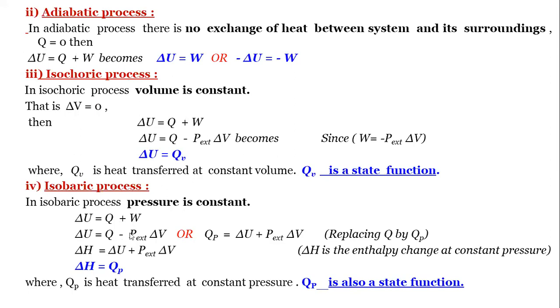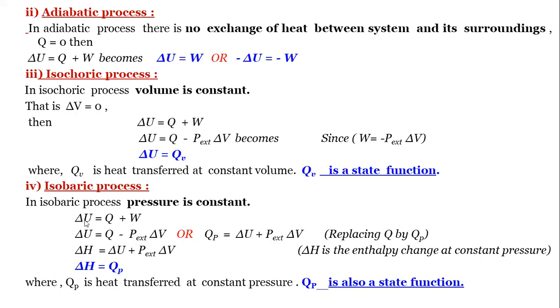Pressure is constant, so putting again the value of W as minus P external into delta V, you can write QP is equal to delta U plus P external into delta V. See here, Q is replaced by QP, where QP is the heat transferred at constant pressure. Remember, small p is pressure, so QP is heat transferred at constant pressure, same as QV, which is heat transferred at constant volume. So if Q is replaced by QP in this equation, then QP is equal to delta U.